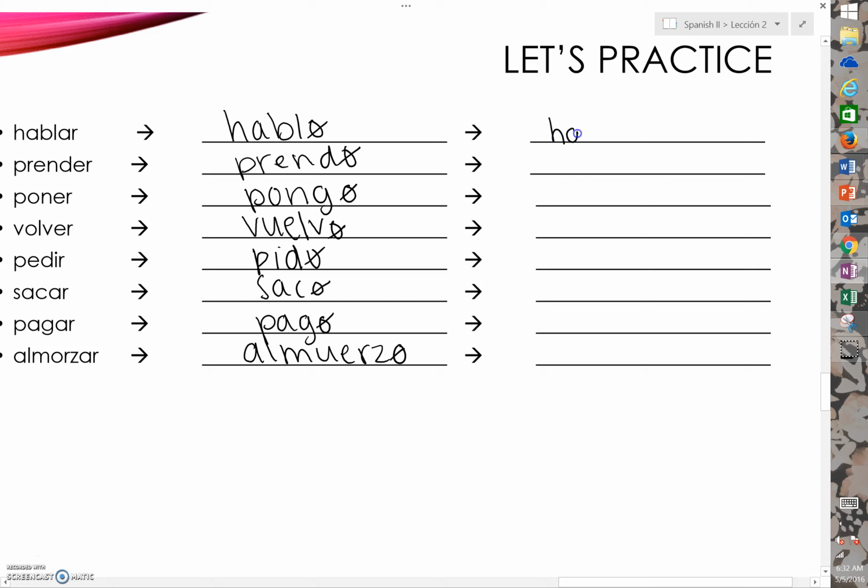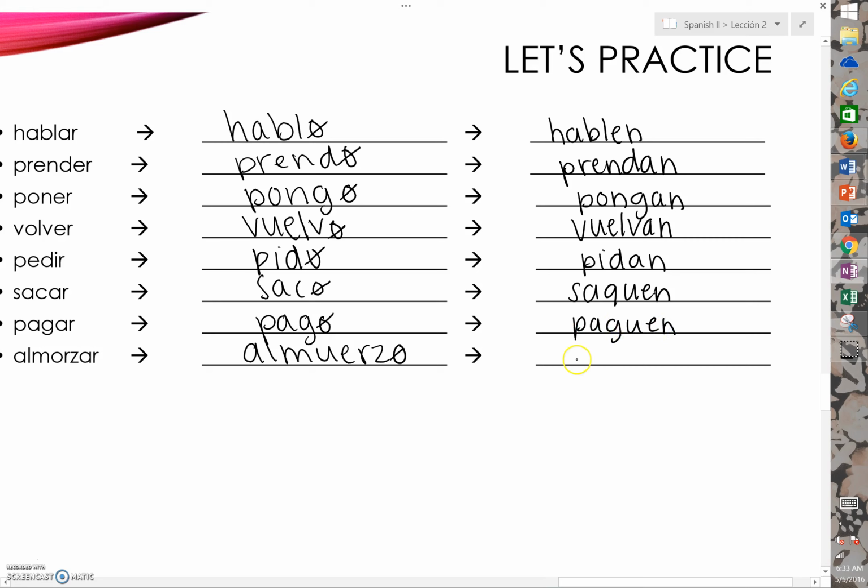So hablar goes to hablen, prender, prendan, poner, pongan, volver, vuelvan, pedir, pidan, sacar. So sacar is a car verb, so we got to make sure we include our car spelling change. Pagar is a gar verb, so we got to make sure we include our gar spelling change. Almorzar is a stem changer, so we have to keep our stem change and include the zar spelling change. So that's how you form affirmative ustedes commands.